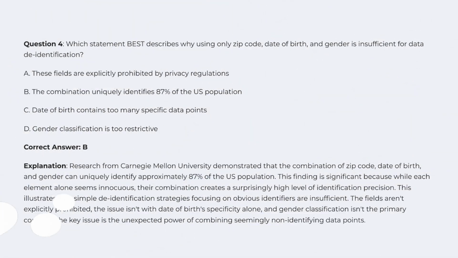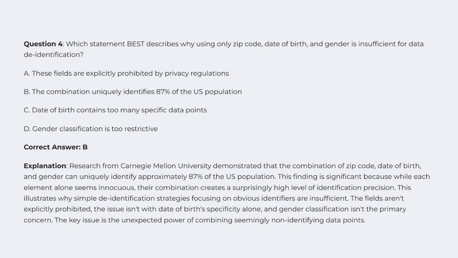Correct answer, B. Explanation. Research from Carnegie Mellon University demonstrated that the combination of zip code, date of birth, and gender can uniquely identify approximately 87% of the U.S. population. This finding is significant because while each element alone seems innocuous, their combination creates a surprisingly high level of identification precision. This illustrates why simple de-identification strategies focusing on obvious identifiers are insufficient.